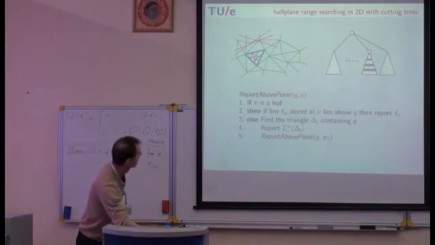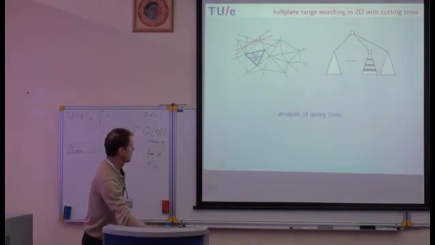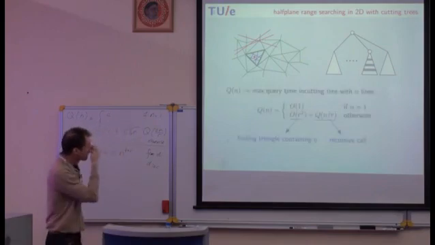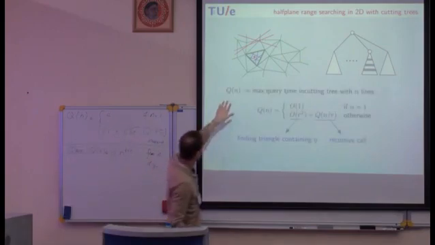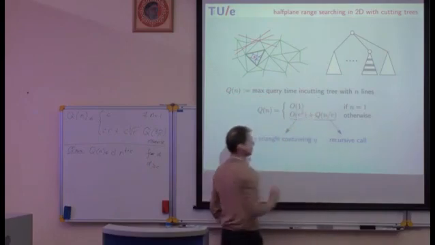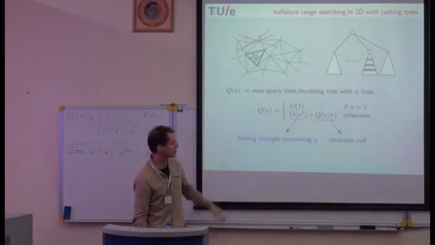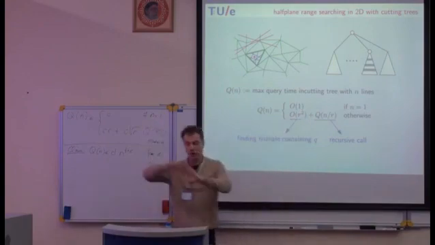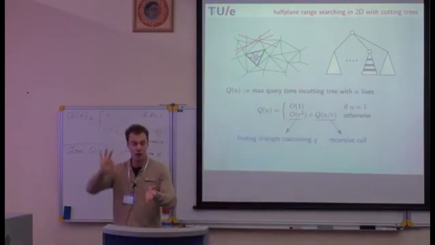So what's the query time? If you have a cutting tree with n lines, when you're at the leaf, it's constant time. Otherwise, you simply check all the triangles to see in which one is my query point.